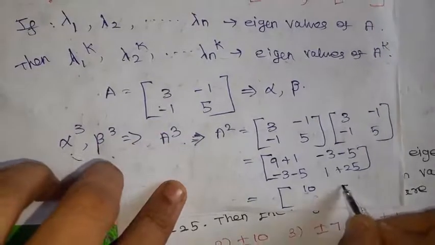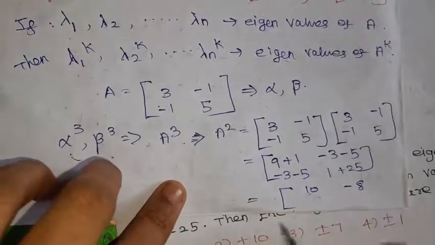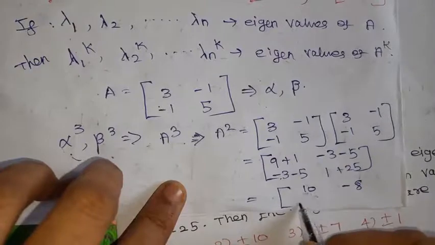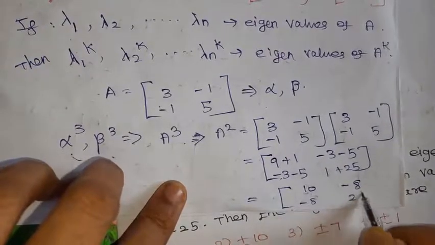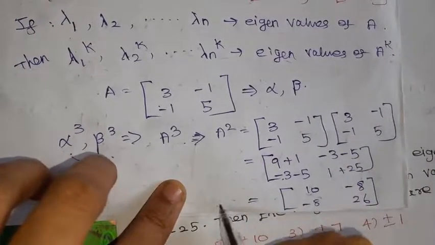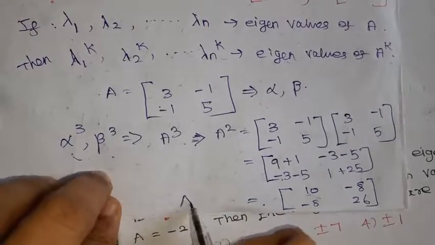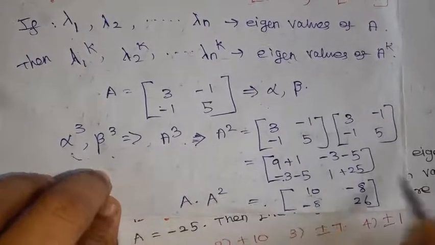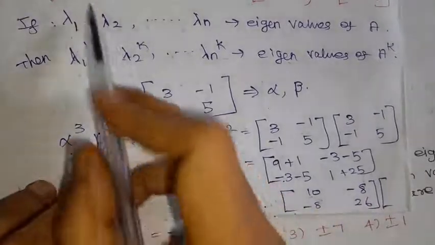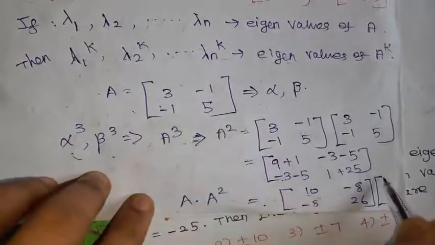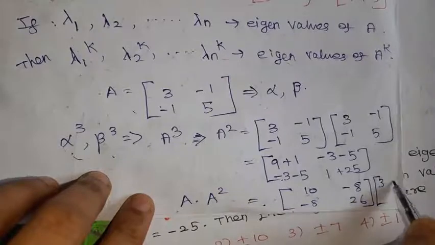See, 10 minus 8 minus 8 into 26. Okay, this is A squared. To find A squared, it is nothing but A into A, just a normal matrix multiplication. A is multiplied again with A.